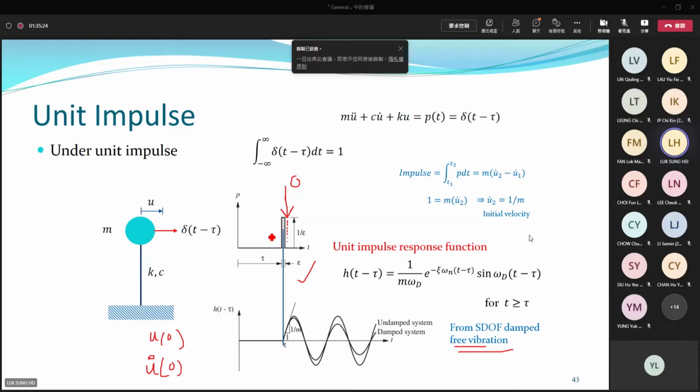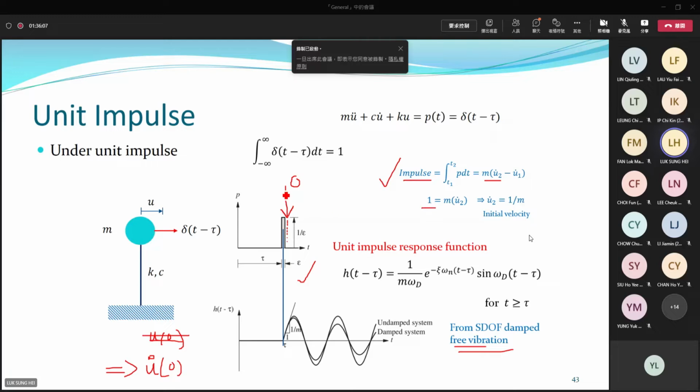From this picture, the structure is initially at rest, no movement, so we have no initial displacement. So it seems that by deduction, the unit impulse force gives the structure some initial velocity, making it oscillate. How to calculate the initial velocity due to the unit impulse force? You can use the impulse formula. By definition, impulse is equal to mass times the velocity after the collision minus mass times the velocity before the application of the impulse. This definition of impulse we learned in physics.